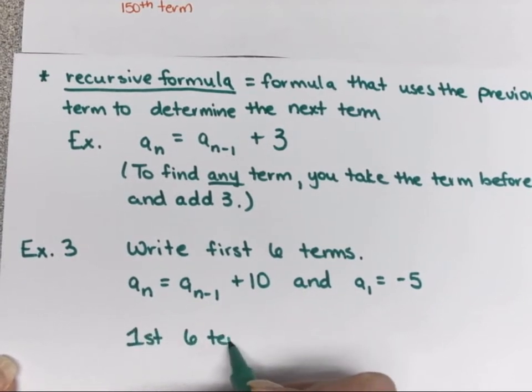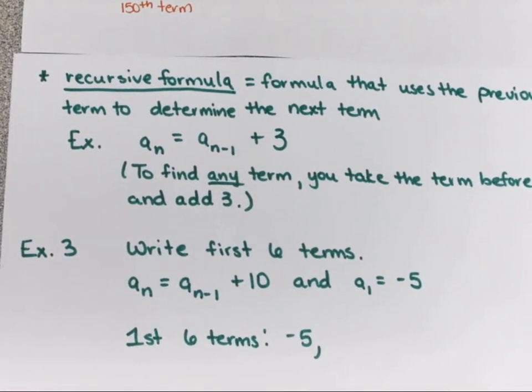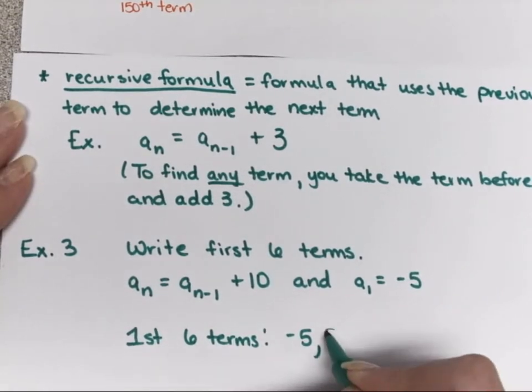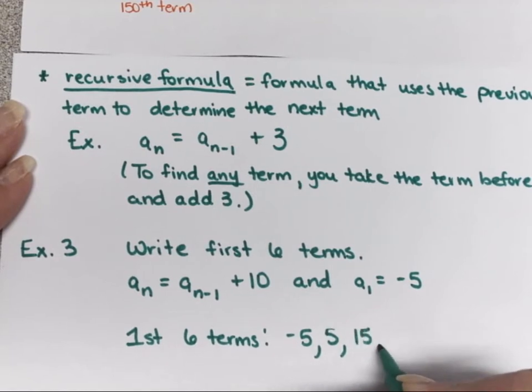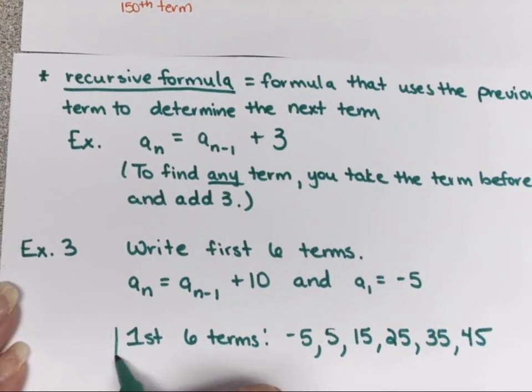So if you want the first 6 terms, I'll start you off. -5 is the first one, okay? And then what am I telling you formula-wise you need to do to get to the next one? Add 10, right? So -5 plus 10 would be 5. And then it's pretty easy to add 10, right? And we just need to list the first 6, because that's what we were asked to do.